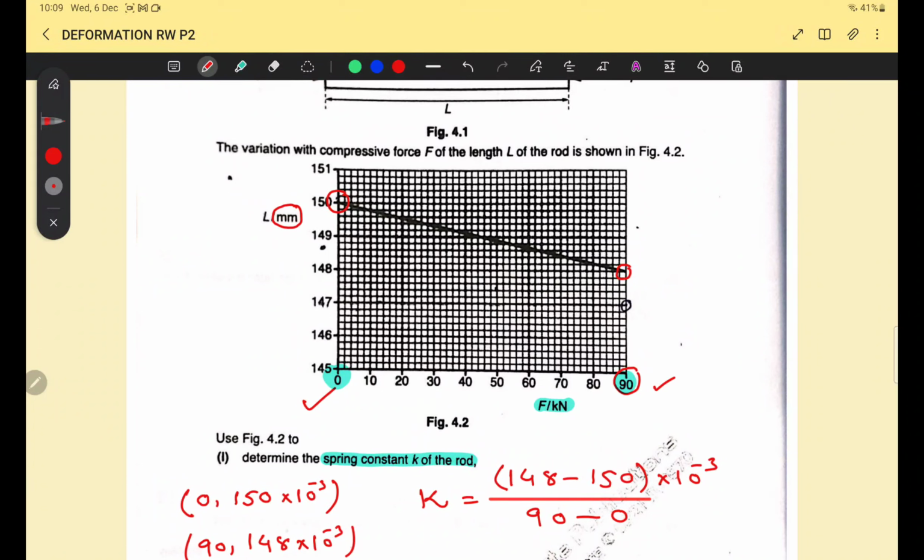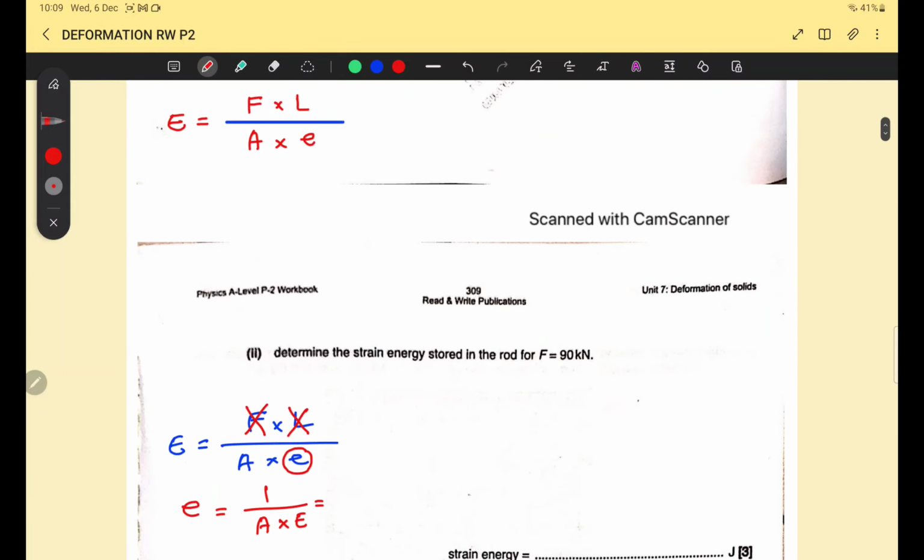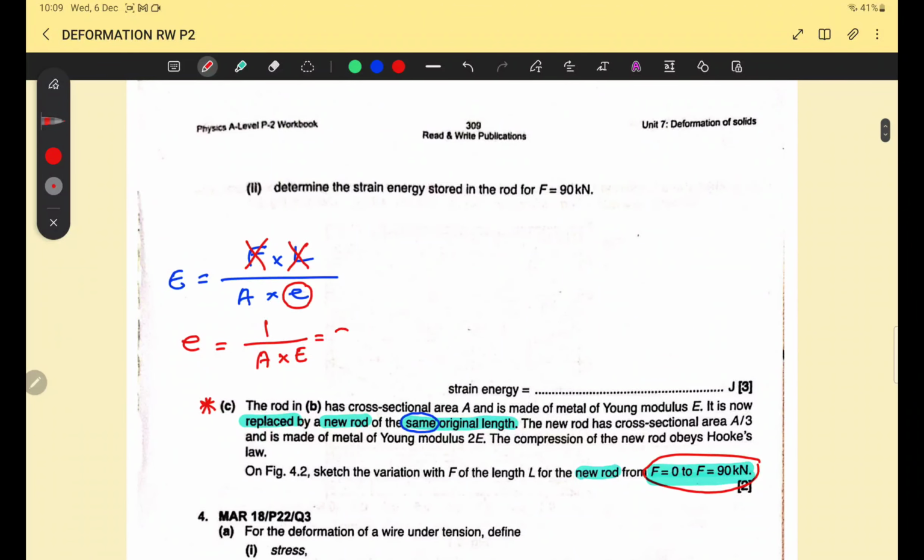Haan beta, what is the compression in the rod? Sir, original length 150, final length 148. So the compression of the rod is 2 millimeter. It is compression, and the compression value is 2 millimeter. And it is for the old rod. And now today I am working for the new rod.